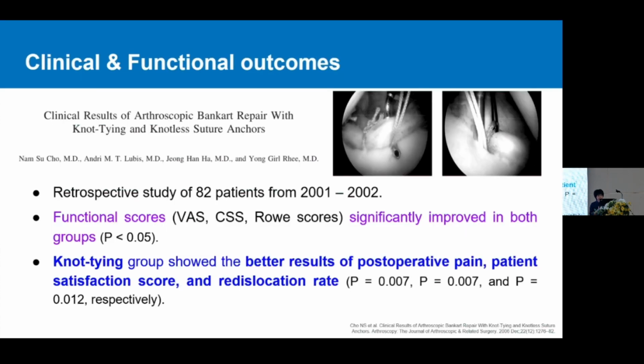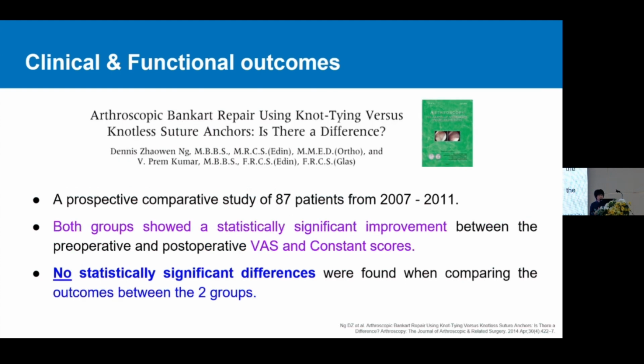The retrospective study by Dr. Cho from 2001 to 2002 reports that the functional score significantly improved in both groups, but the knot tying group showed better results in post-operative pain, patient satisfaction score, and recurrent dislocation. The prospective comparative study of Dr. Dennis from 2007 to 2011 found that both knot and knotless suture anchors show significant improvement in visual analog scale and Constant scores, but no statistically significant difference between the two anchors.